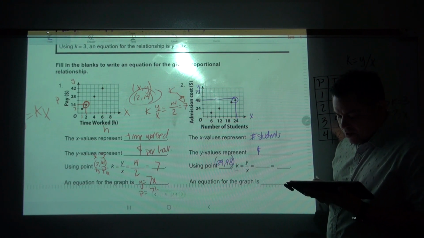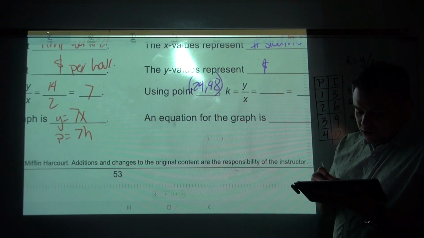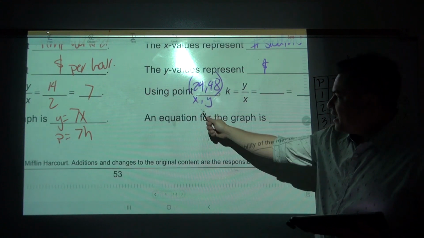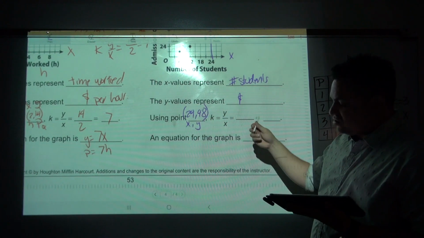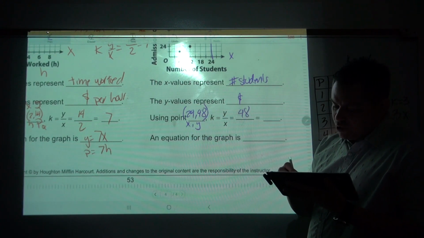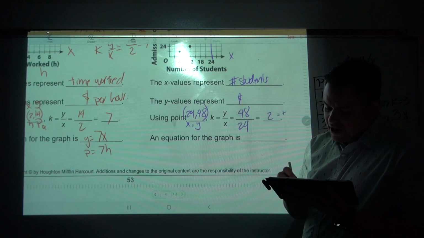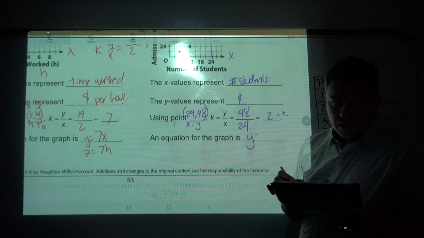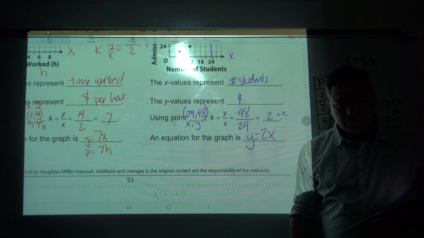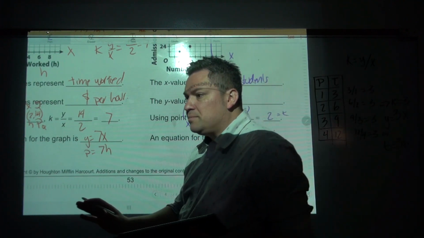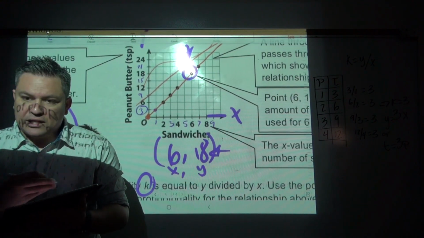Very good. Which one is X? The 24 or the 48? 24. So this is X comma Y. Always X before Y. So my equation is gonna be what? K equals 48 divided by 24, which gives you 2. So this is K. My equation is gonna be Y equals 2x. And that's it. Any questions so far?